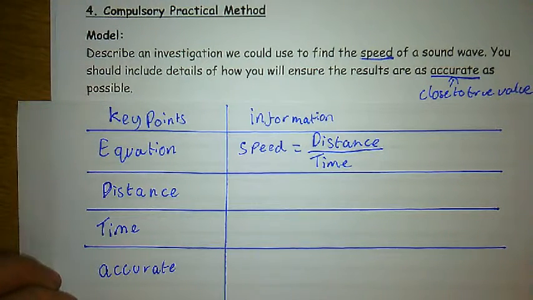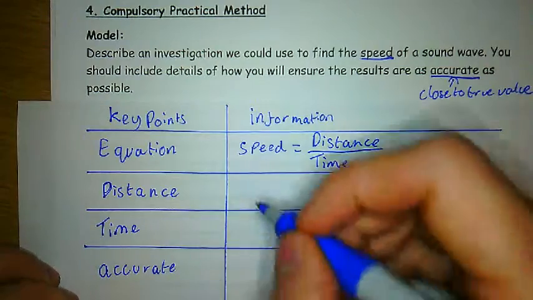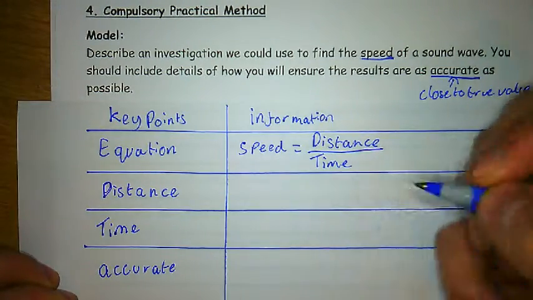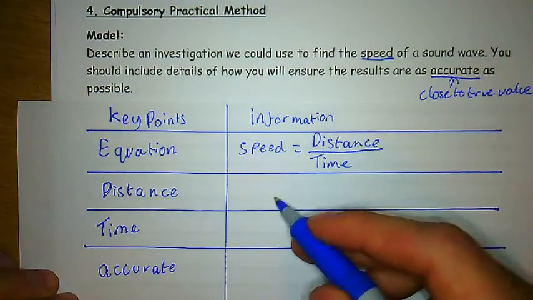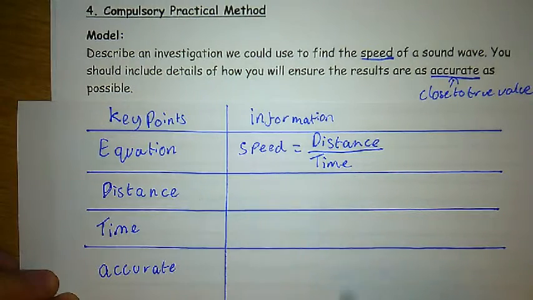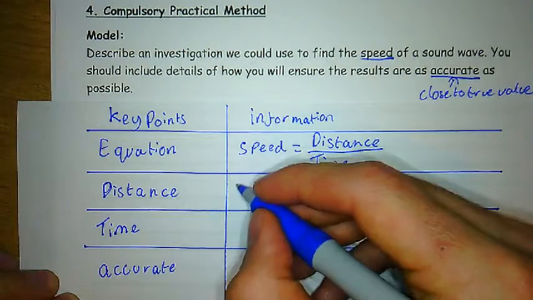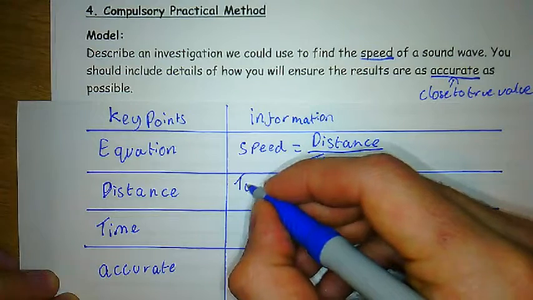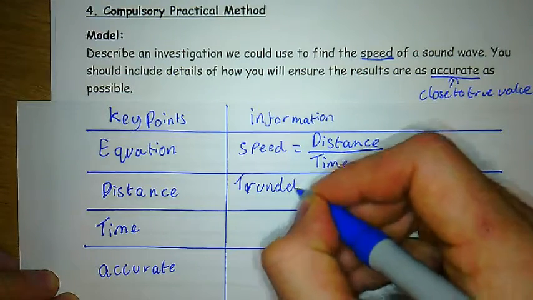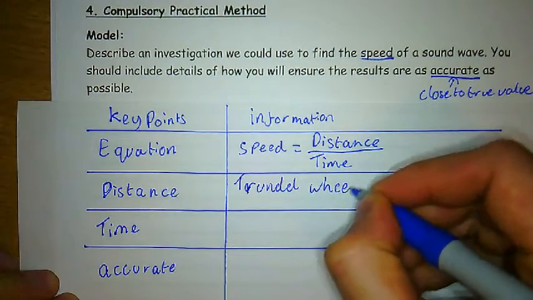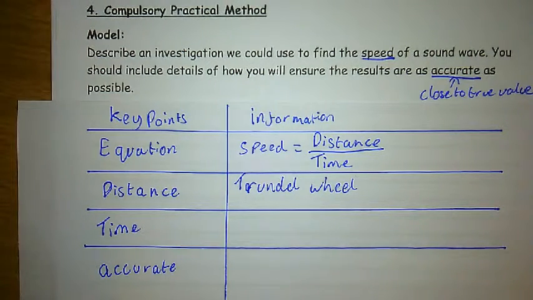Right, so how are we going to do these things? So we're going to measure the distance, okay? How are we going to measure the distance? This is what we need to put in this information column. So we're going to measure the distance, we're going to use a trundle wheel, okay? Okay, so measure the distance using a trundle wheel.